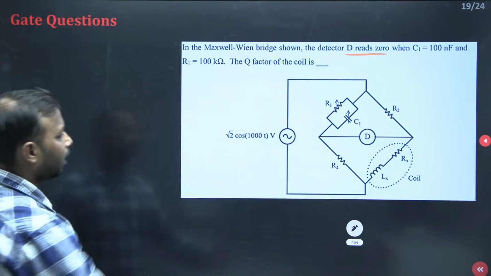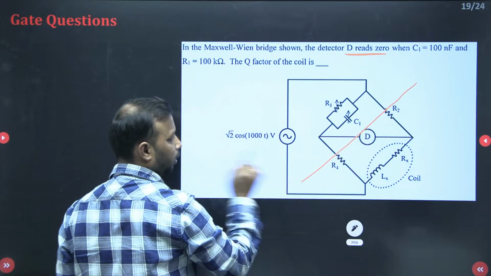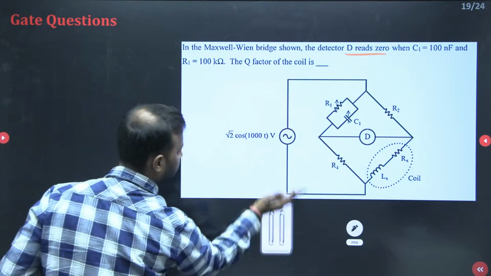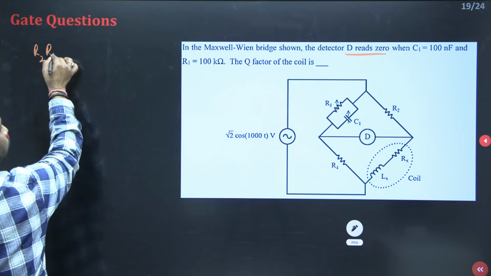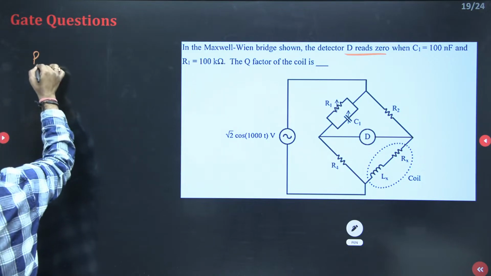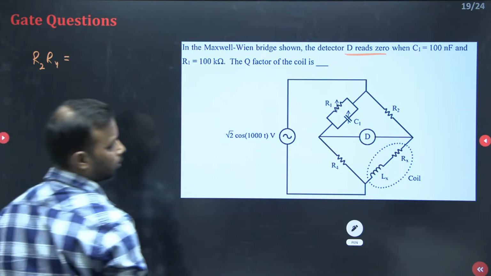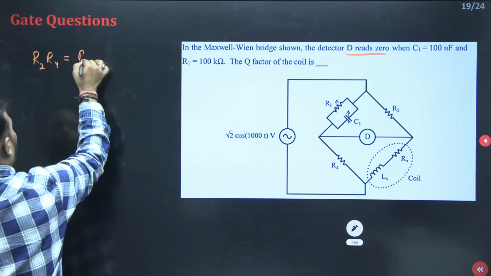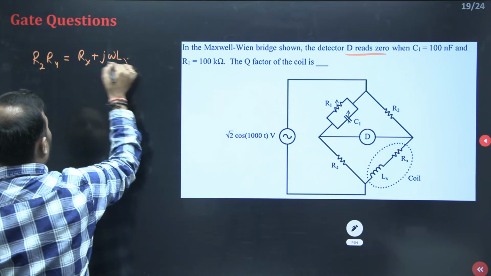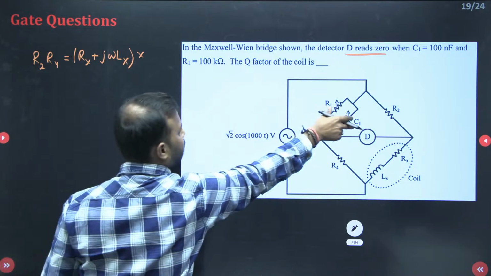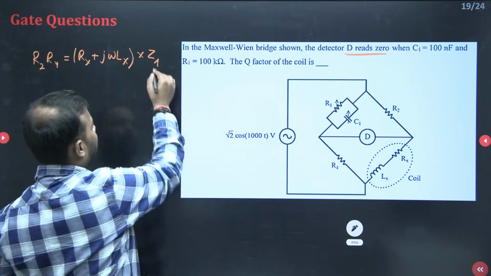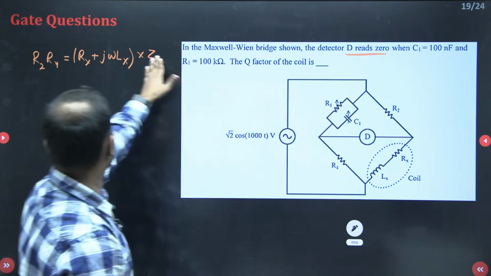Under the bridge balancing condition, for the opposite arms, always draw the line passing through the detector and take the multiplication of those two elements. So here R2 into R4 is equal to (Rx plus j omega Lx) into Z1. Let me take Z1, Z2, Z3, Zx. Why have I written Z1? Because I am going to take this to the right hand side.